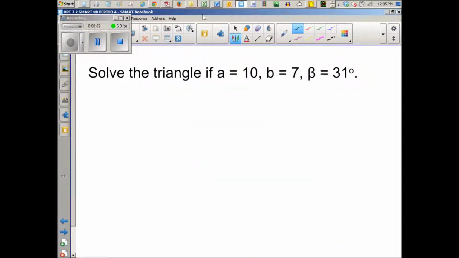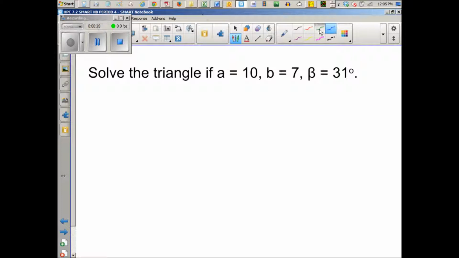All right, so we were saying yesterday that the law of sines can solve any triangle that has two given angles, or it can also solve a triangle that has two given sides if they are in the form SSA. Okay? That's actually what we have here.